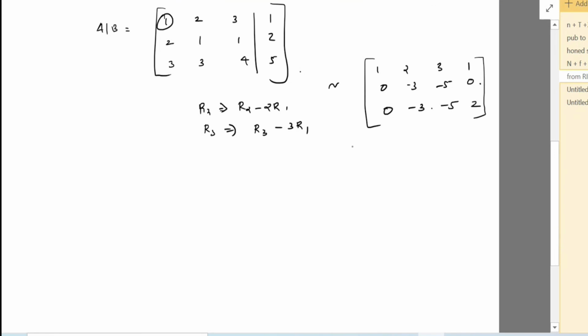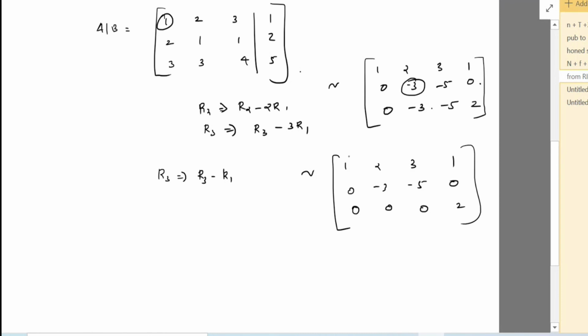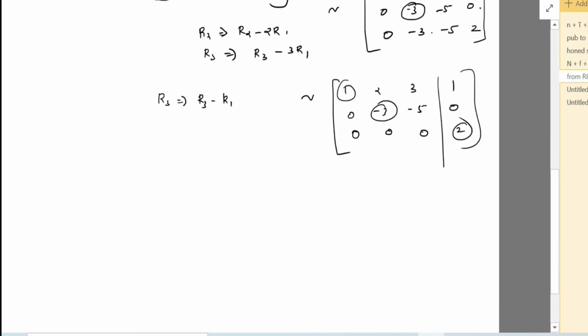So now mark the second leading coefficient and make the entry below it 0. So R3 changes to R3 minus R2. So this becomes 1, 2, 3, 1, 0, minus 3, minus 5, 0, 0, 0, 0, 2. Okay, now this matrix is in echelon form, because the positions of the leading coefficients are in increasing order.